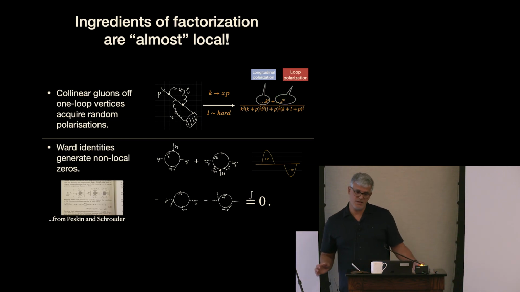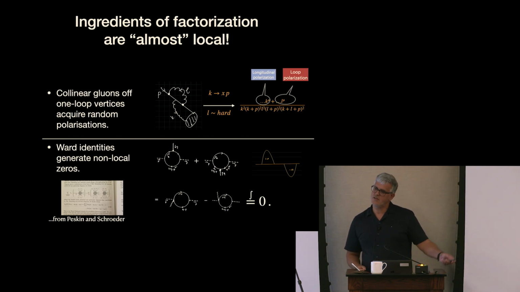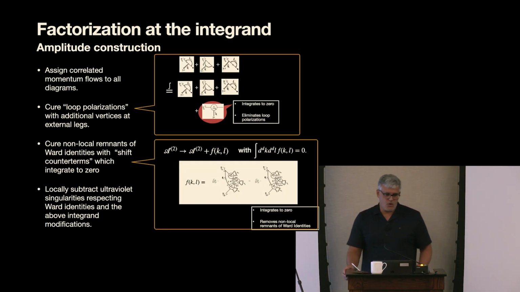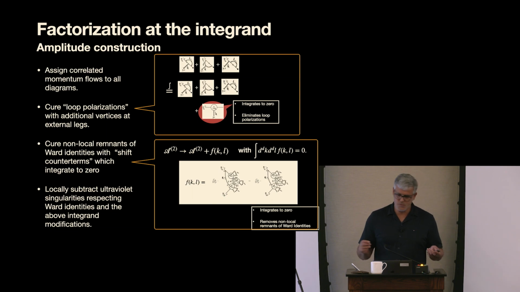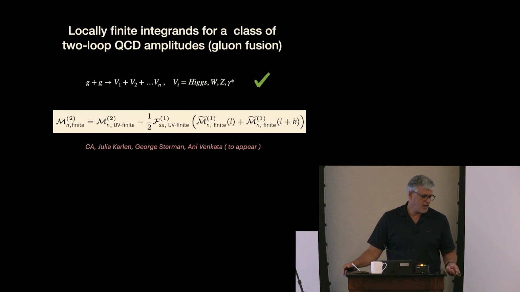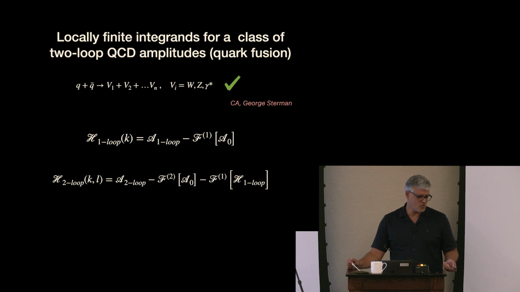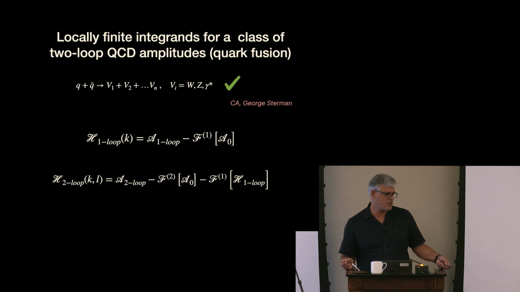The other problem is that Ward identities at higher loop orders also produce zeros which are not local. So if you attach a collinear gluon everywhere in a loop, then you will see that it is a difference of 2 terms. And this integrates to 0, but it is not locally 0. So just to tell you that for gluon-gluon fusion to 2 loops and to colorless final states, and q q-bar to colorless final states, we have found solutions for these things. And we have managed to create integrands for the hard function which are directly integrable with Monte Carlo integration.